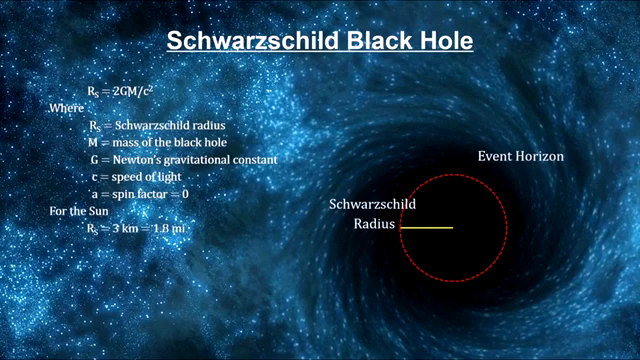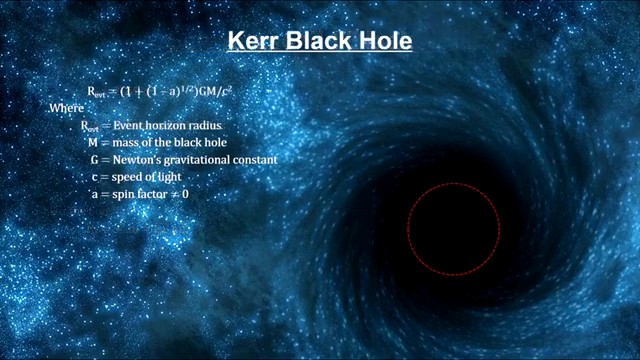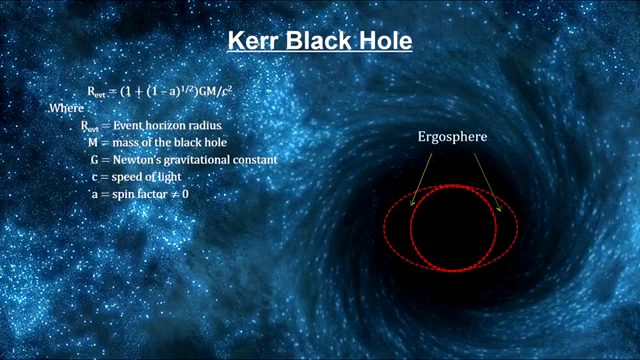But it would be the rare black hole that doesn't spin. In 1963, Roy Kerr developed a general solution for spinning black holes. It showed that there is a second region beyond the event horizon that defines a volume around the black hole called the ergosphere. In this region, space itself is dragged around by the black hole's spin. It's called frame dragging.